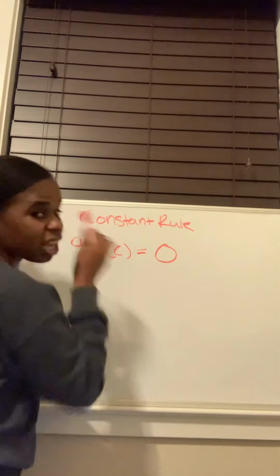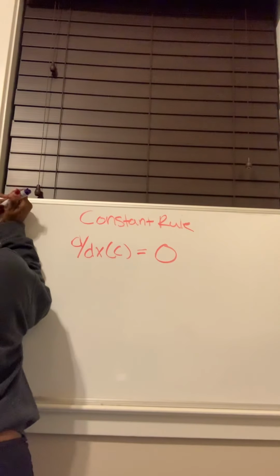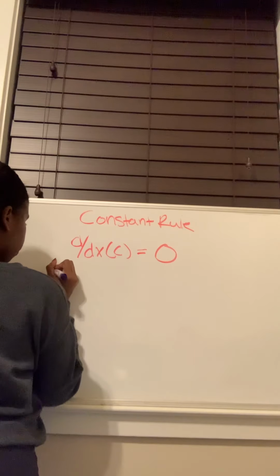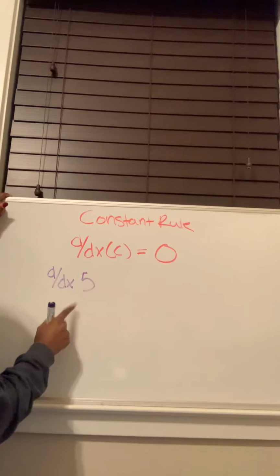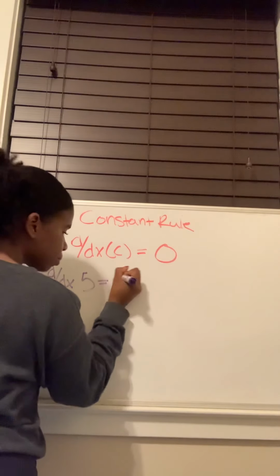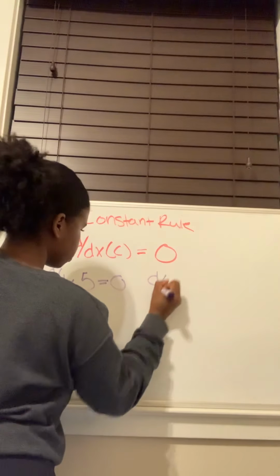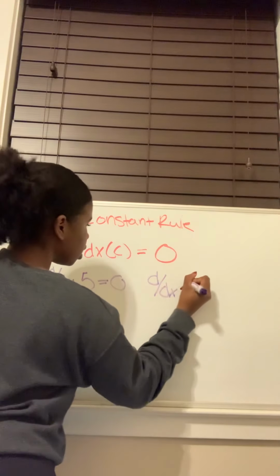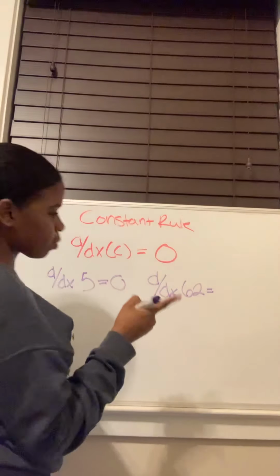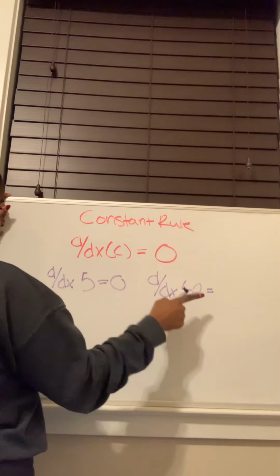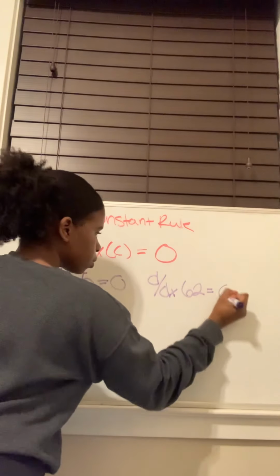Now, let me do a couple examples for you. If you need to take the derivative of 5, what does that equal? That equals 0. You need to take the derivative of 62. What does that equal? Take a look at this rule. 62 is a constant, therefore it equals 0.